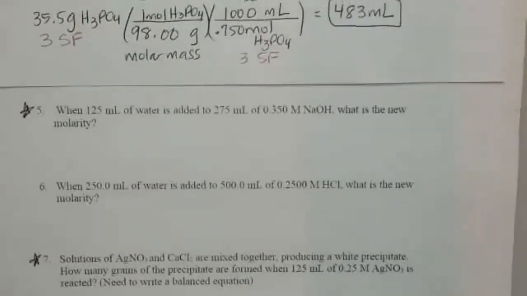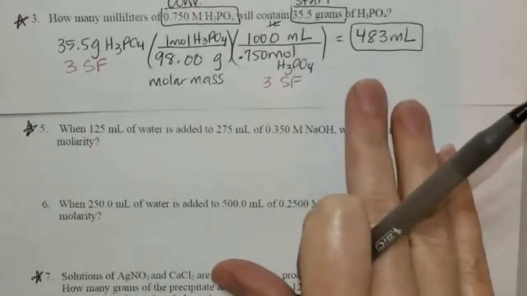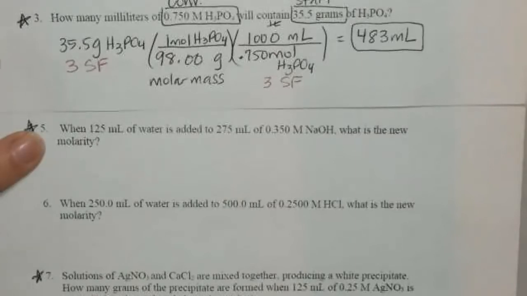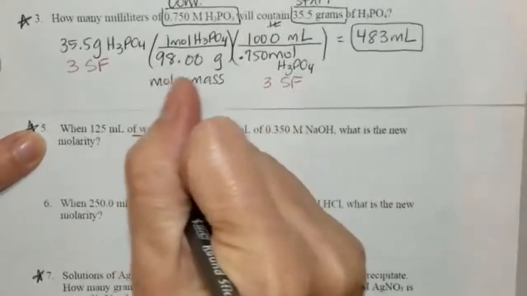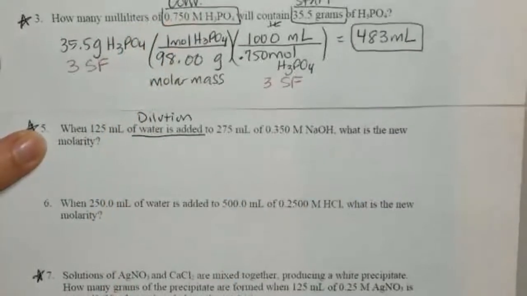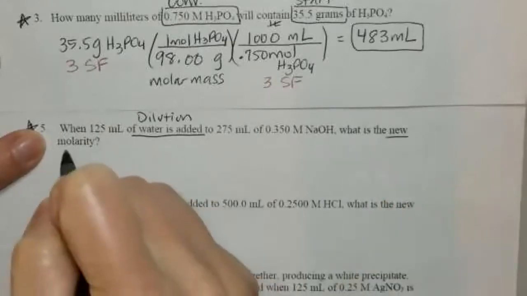All right, so on the next page, there's some more examples for us to work through, so I'll move that up. This next question, I'm skipping number 4 because it's just like number 3. It says, when 125 milliliters of water is added to 275 milliliters of a 0.35 molar sodium hydroxide solution, what is the new molarity? If we're adding water, then we know this is dilution. We're not doing any kind of chemical reaction, we're just adding more solvent. And what we talked about at the beginning is, if we're diluting it, the concentration is going to decrease. We want to know what the new molarity will be.